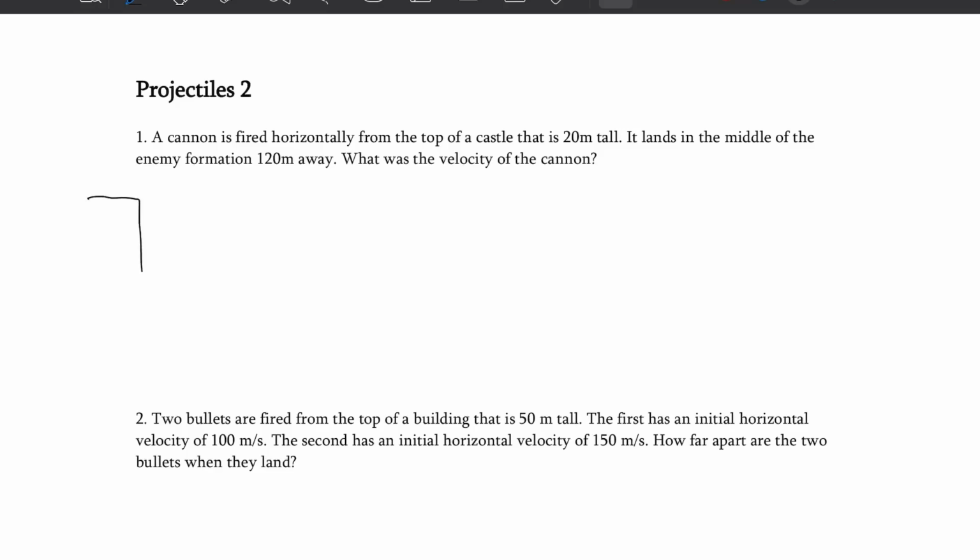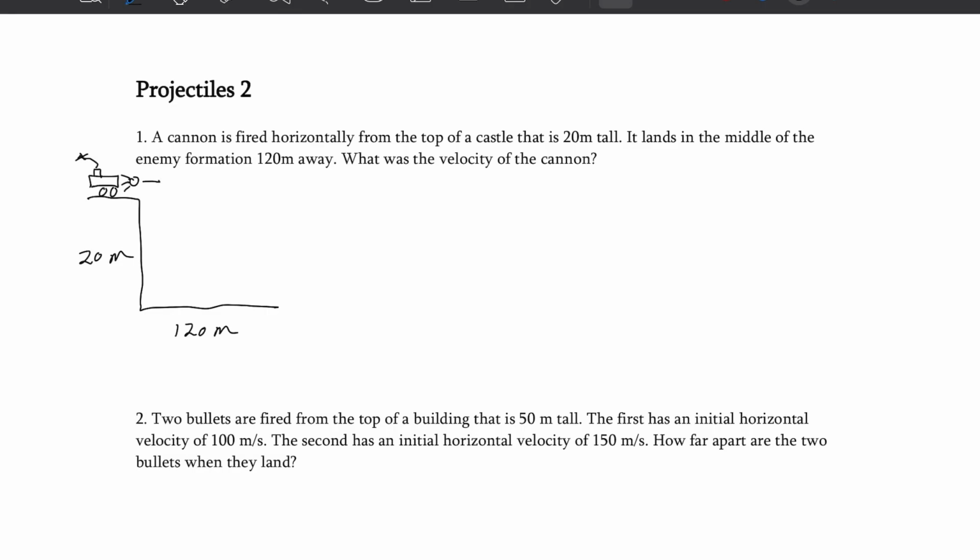Okay, a cannon is fired horizontally from the top of a castle that's 20 meters tall. So we're going to draw our castle edge wall with 20 meters. And the enemy formation's 120 meters away. We're looking for the velocity of the cannon. So I'm going to start with a picture so we can isolate all the things that are necessary and get an idea of what's going on.